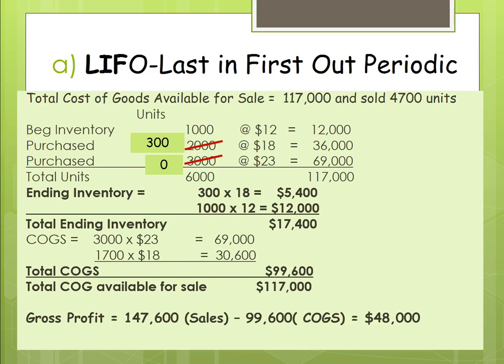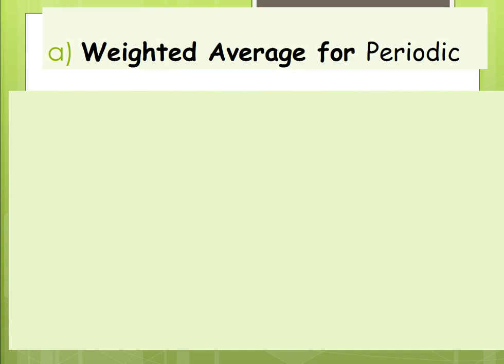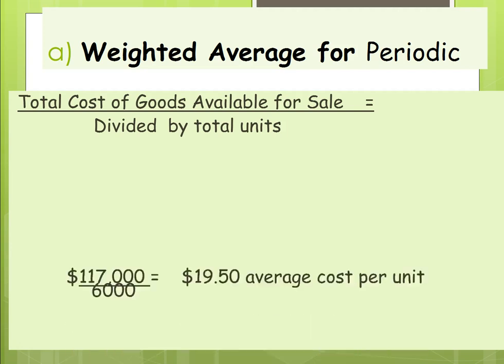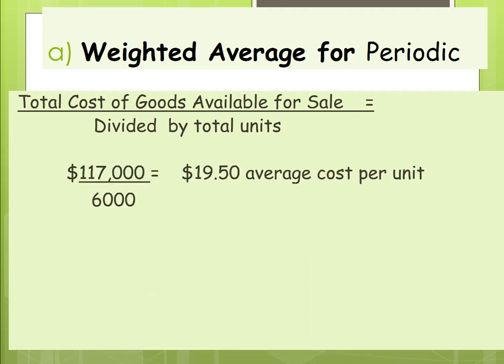Now the last method we're going to talk about is the weighted average. Now with weighted average under periodic, all we have to do is figure out the unit cost once, which is total cost of goods available for sale divided by total units. When you do perpetual, you have to repeatedly calculate the average cost because you have to do it every time you make a sale. But with periodic, we only do it at the end of the month. So in our example, we take the 117 divided by 6,000, and that gives us an average cost of $19.50.